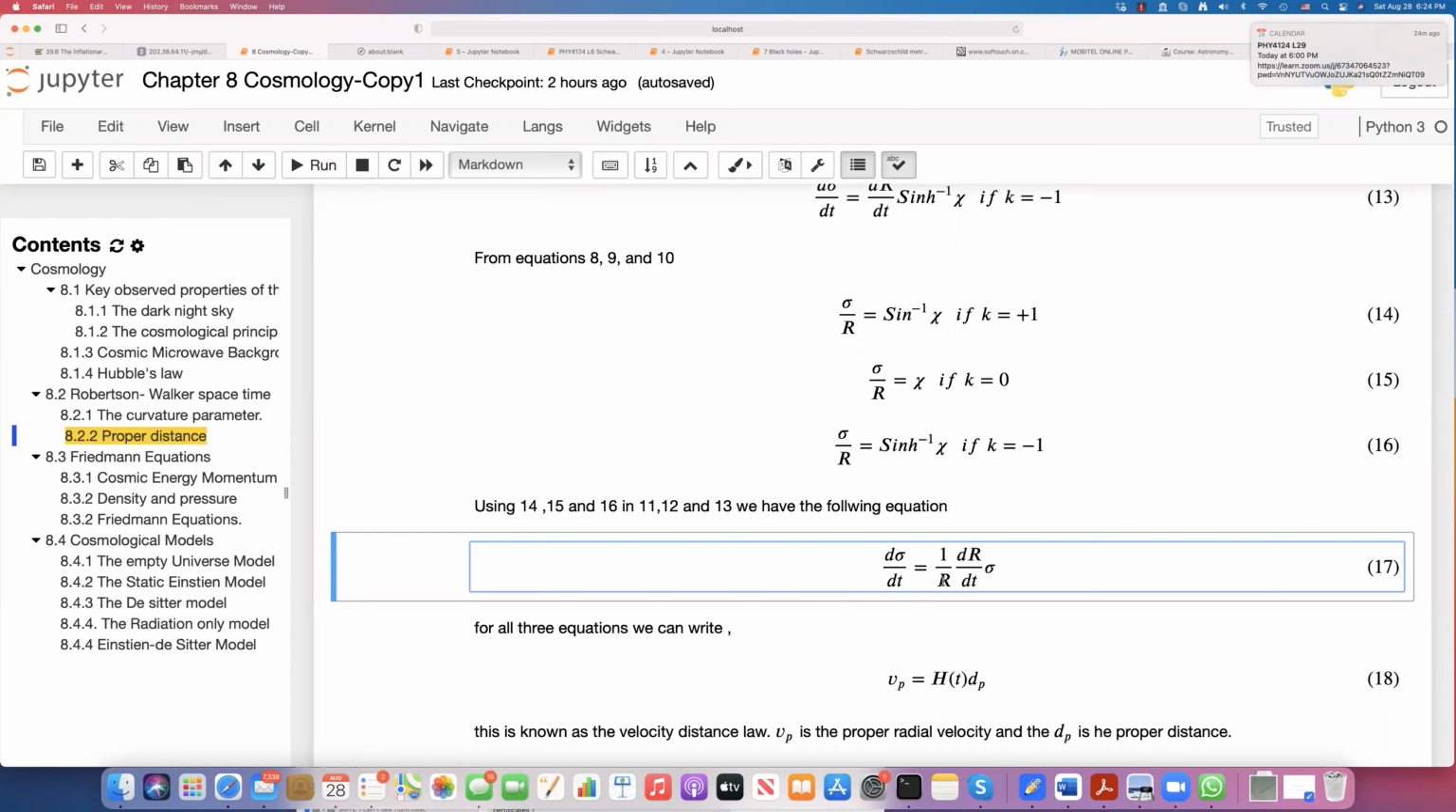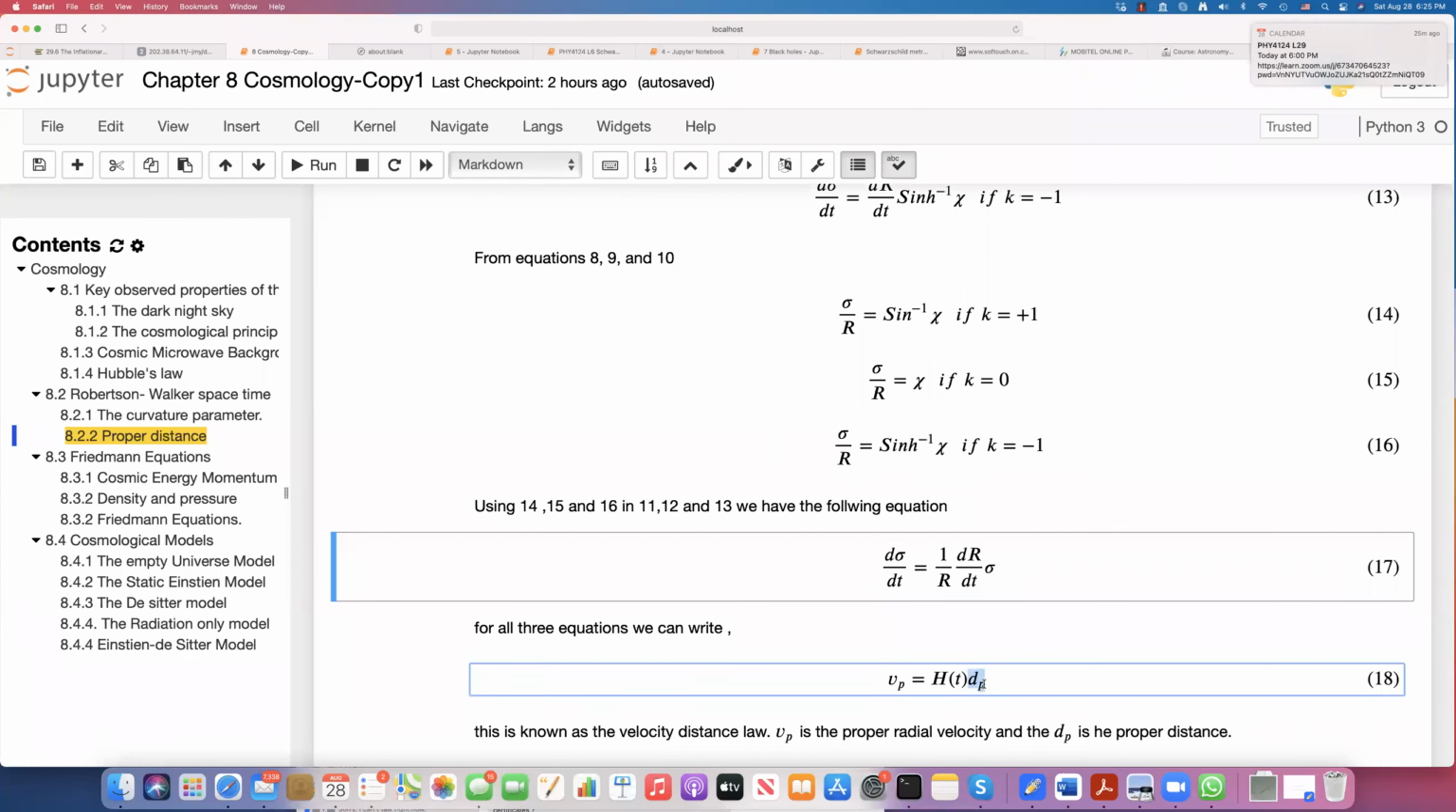And this term 1 over r dr over dt is considered as the Hubble parameter, right? Now remember that this particular term is very important, and I would highly recommend that you remember this equation for the Hubble parameter H(t), right? And you can see that it is not the Hubble constant, by the way. It is something similar to that, but we call this the Hubble parameter because it's a time dependent function, right?